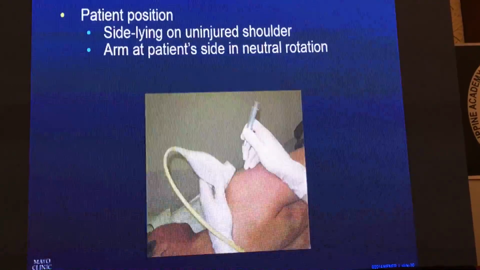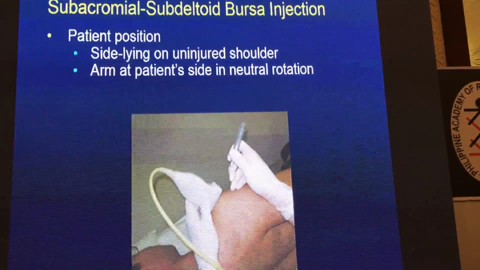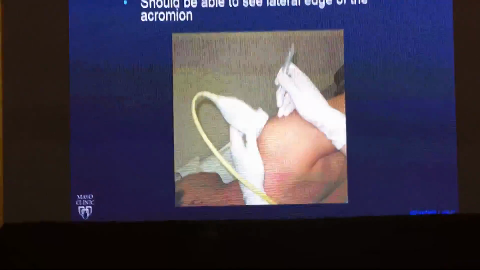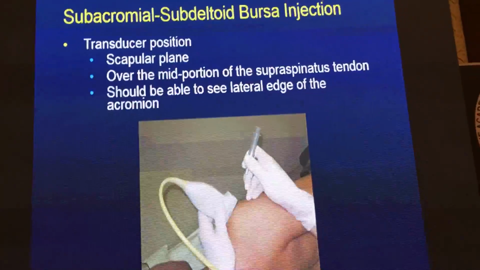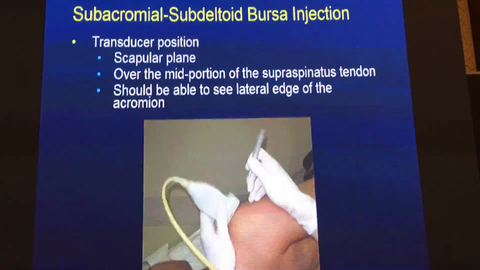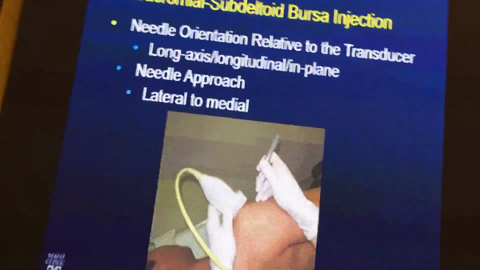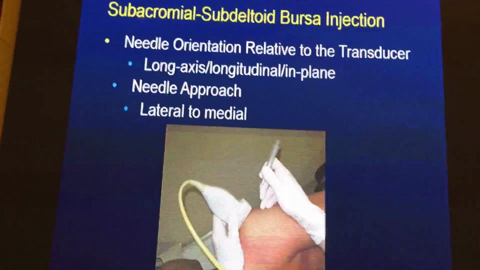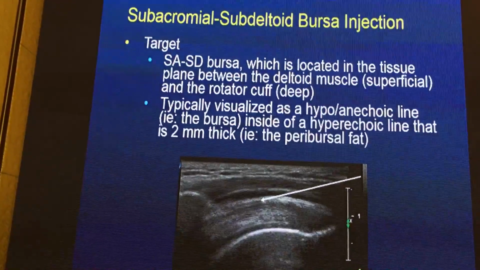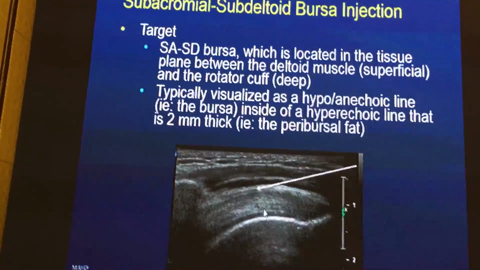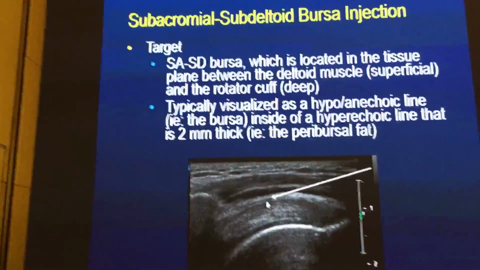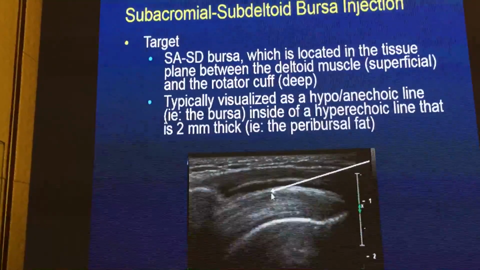So for a subacromial bursa injection, I have the patient in a sideline position with the injured shoulder up towards the ceiling. I have their arm in a neutral position so they're comfortable. I put the transducer in the scapular plane directly over the supraspinatus tendon. I think that's the easiest place to identify the subacromial subdeltoid bursa. Then I take my needle in a long axis, or in plane, relative to the transducer from lateral to medial, and guide it into the subacromial subdeltoid bursa. In this picture, here's the supraspinatus, here's the deltoid, and then there are these hyperechoic two lines right here with a hypoechoic line in between them.